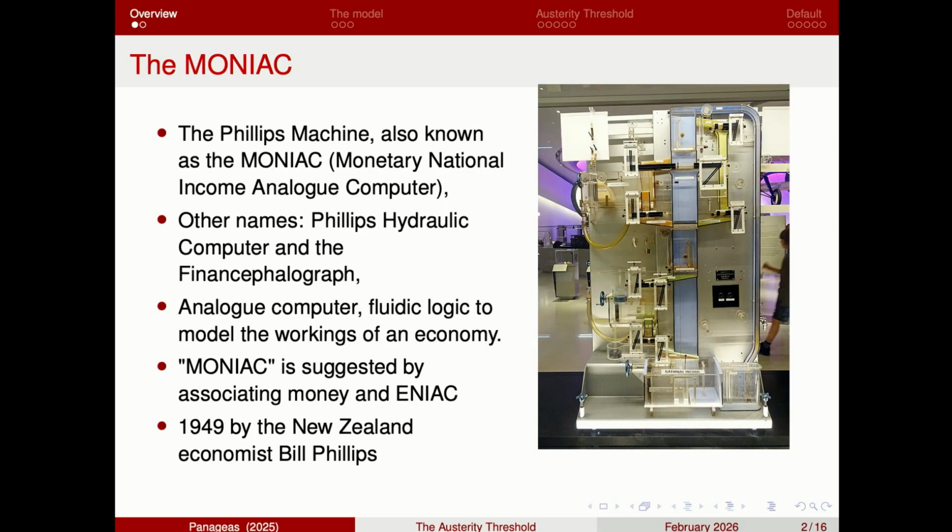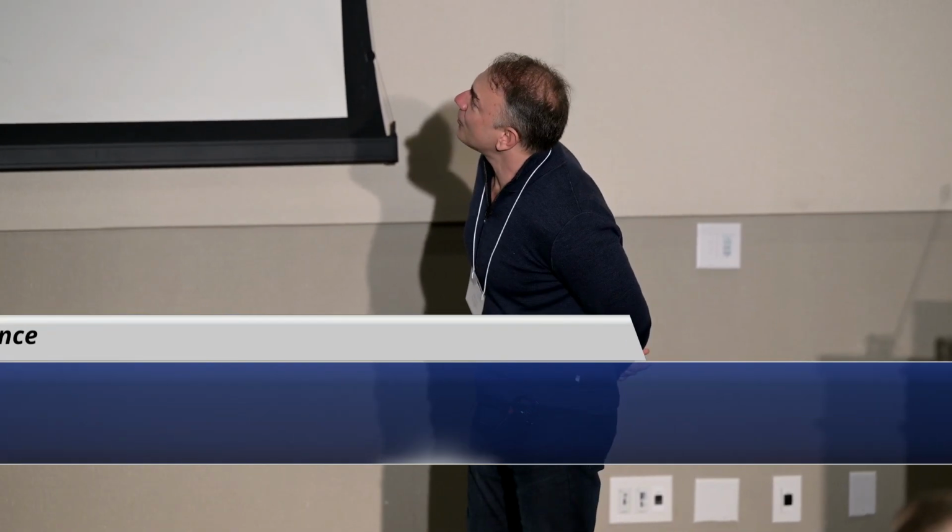So when I was reading that paper, what came to my mind is this machine that I had heard about, and I had seen a video of it. I couldn't put the video on my Beamer slides. I'm not that good. But this is basically something known as the Moniac. It's a combination of money and the ENIAC.